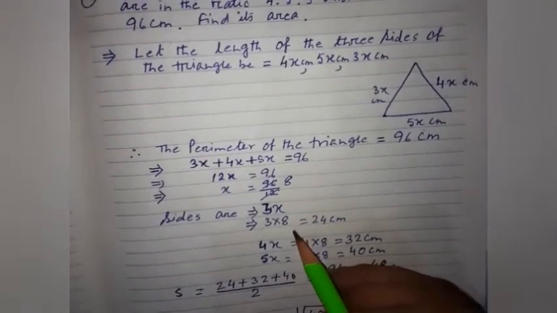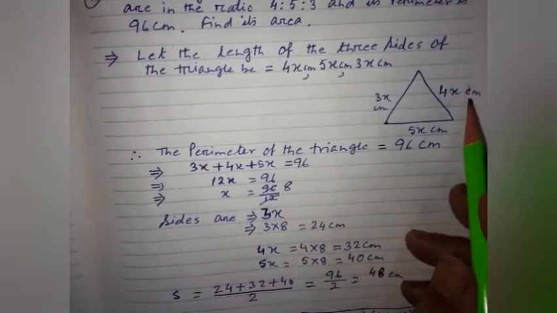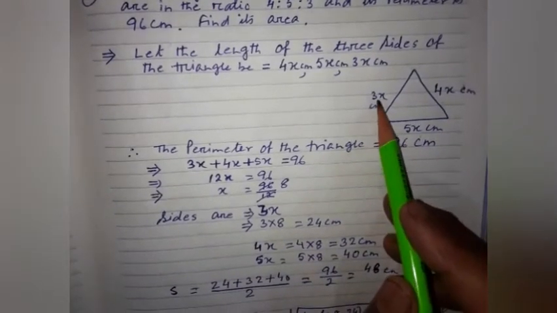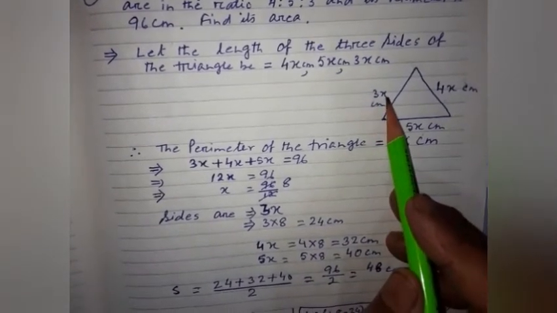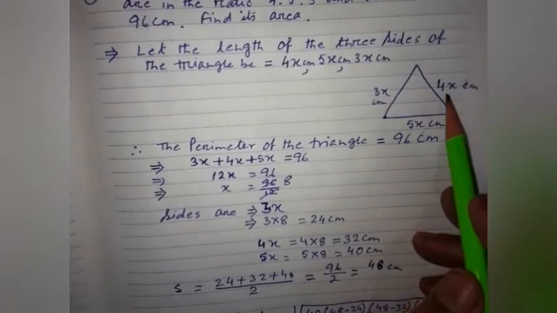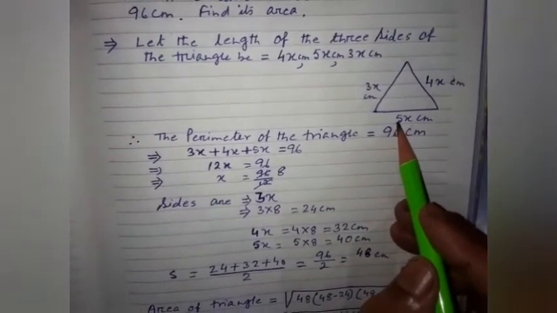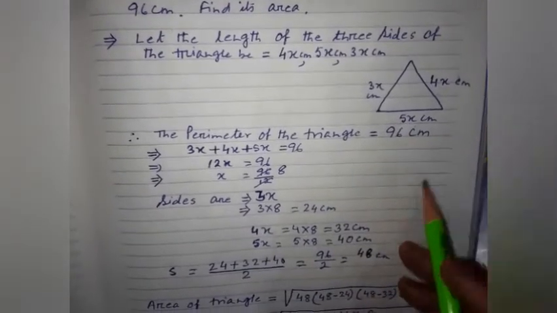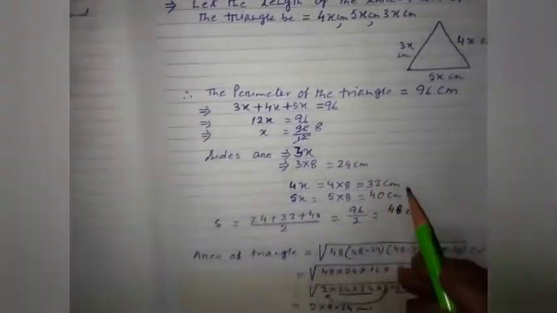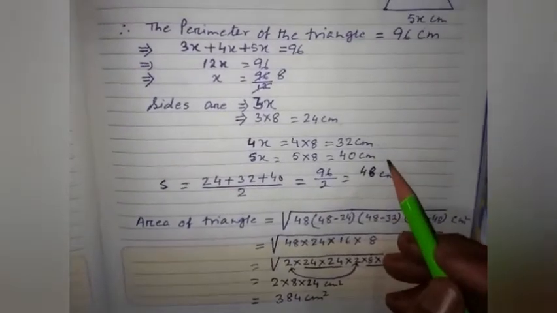If you found out the value of x, easily you will be able to find out the length of all the sides, because 3x means 3 into x, so 3 into 8, 24 centimeter. 4x means 4 into x, means 4 into 8 equal to 32 centimeter, and this is 5 into 8 equal to 40 centimeter. So all the sides have been found: 24 centimeter, 32 centimeter and 40 centimeter.